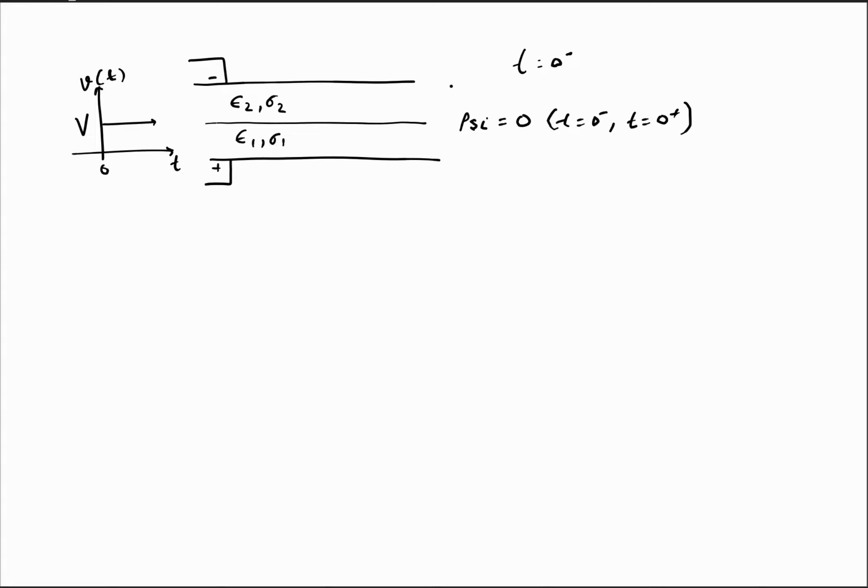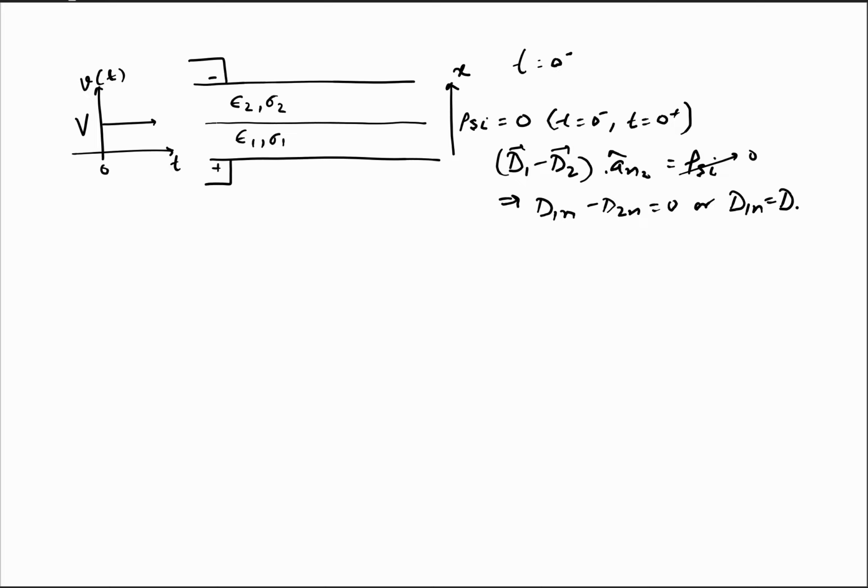Now, let us say this is x direction. Now we know that (D1 minus D2) dot an2 is equal to rho s. So when this is equal to 0, then it implies that D1n minus D2n is equal to 0, or the normal component of this flux density vector is continuous. Let us say this width is A and this total is A plus B, and D will be in this direction. So initially this will be having a continuous value, that is, there is no discontinuity at t is equal to 0 along the interface.